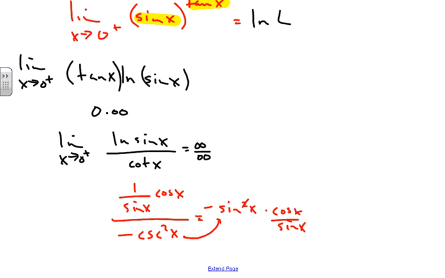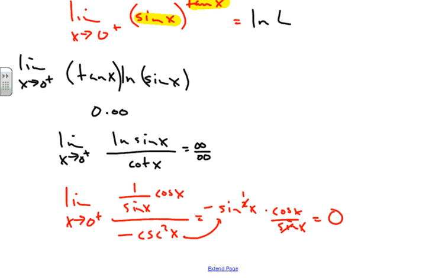Well, you notice that this can cancel out with that. We can turn that to 1. And now we'll take the limit of this new expression as x approaches 0 from the right. We plug in 0 into sine, that is 0, times cosine, which is 1. And we get an expression which is 0.